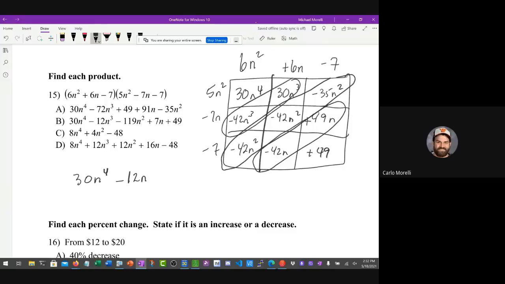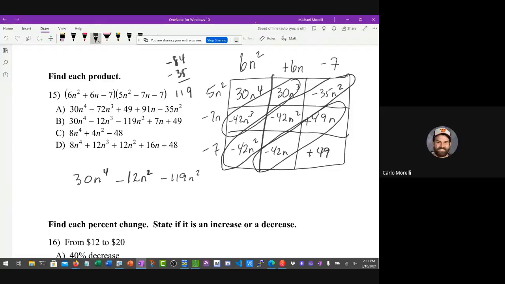Negative 12n cubed. Okay, let's double check the work here. So this is negative 42n squared. We agree. And this is definitely negative 35n squared. So negative 42 times 2, that's definitely negative 84. Negative 84 minus 35, right? I don't understand. How is this not 119? Oh, it is 119. And squared. Okay, we're all good. I was just doubting myself there.